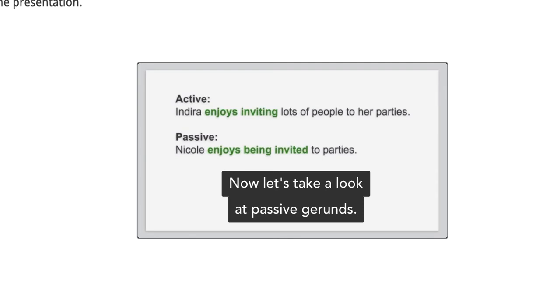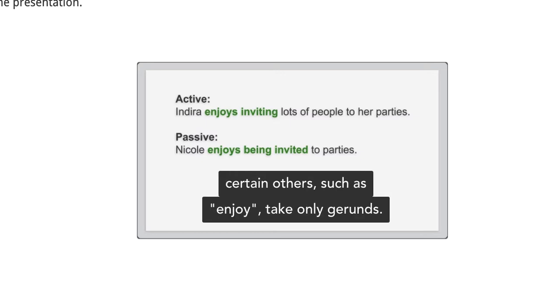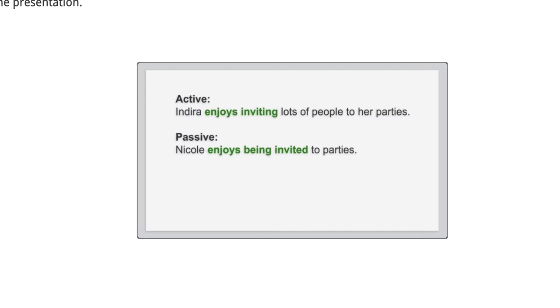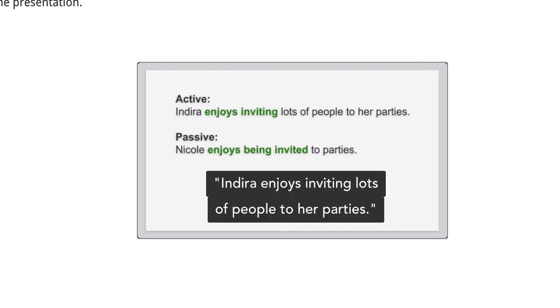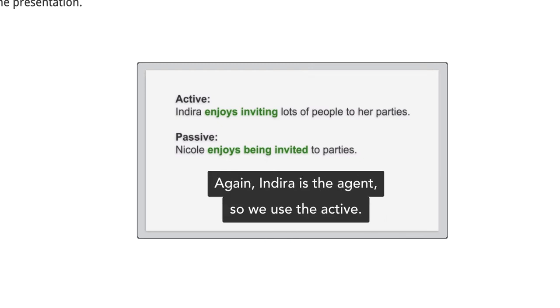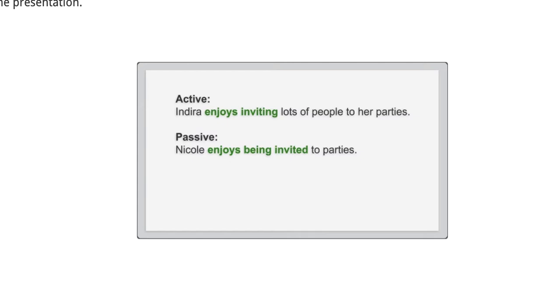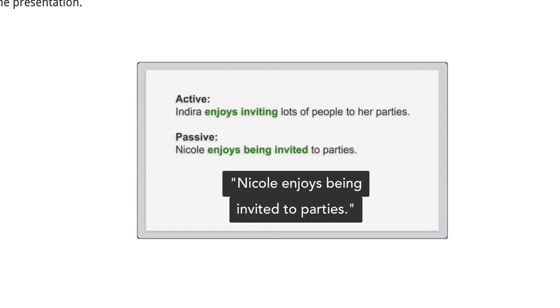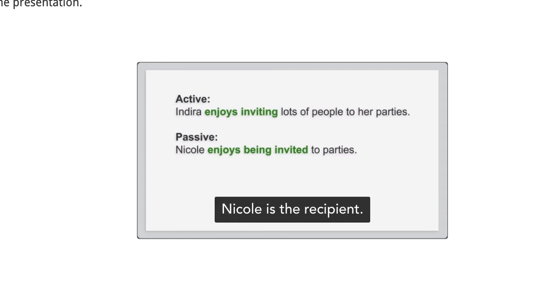Now let's take a look at passive gerunds. Just as certain verbs take infinitives, certain others, such as enjoy, take only gerunds. Endora enjoys inviting lots of people to her parties. Again, Endora is the agent, so we use the active. Nicole enjoys being invited to parties. Nicole is the recipient. Do you see the difference?